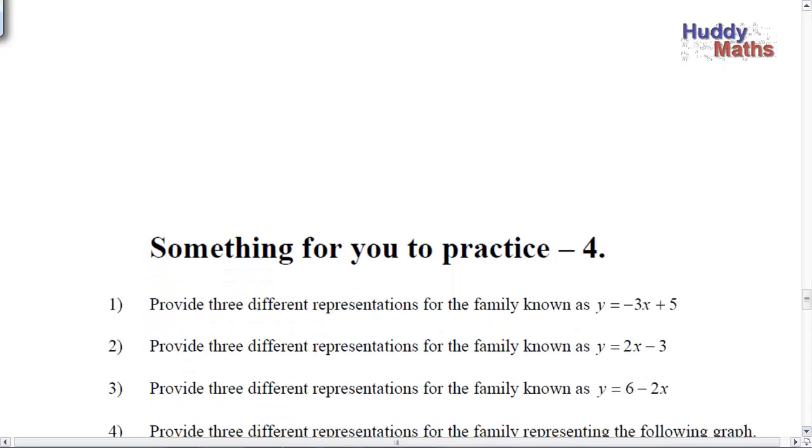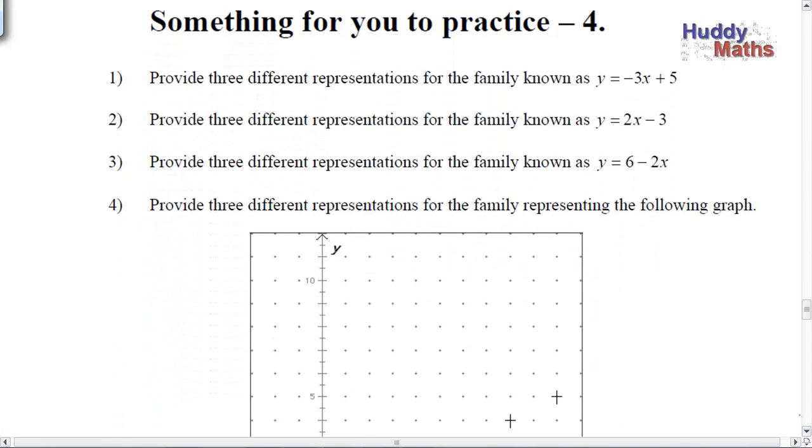Coming up here. Here we go. Something for you to practice. Part 4. Provide 3 different representations. So here we are. This time, you say, oh, I'm thankful for that, we've got the algebraic expression. That makes it easy. Okay, see how y is creeping into our family name now. Our family member is y. Okay, so we've got those 3, and you're to make a structure table, an ordinary table, and a graph. Okay, and you can use a calculator if you want to.